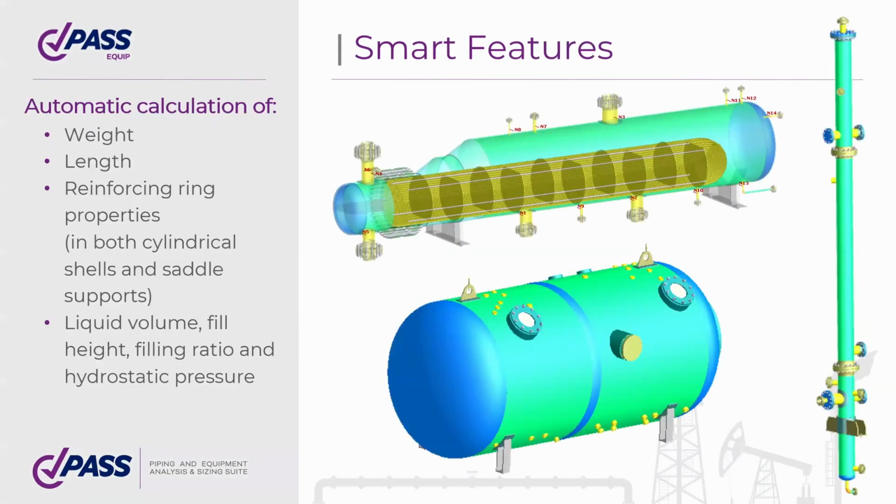Some smart features that we have. First of all, we try to do everything for you. So you don't need to worry and bother with some intermediate calculations. The software tries to do everything itself. So it calculates all weights, all lengths, all properties or mechanical properties of different elements, liquid volume, fill ratio, and hydrostatic pressure and how it changes versus height, versus level.